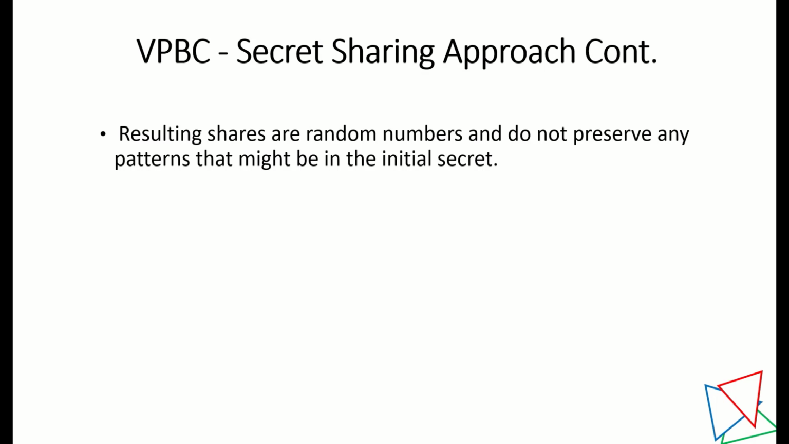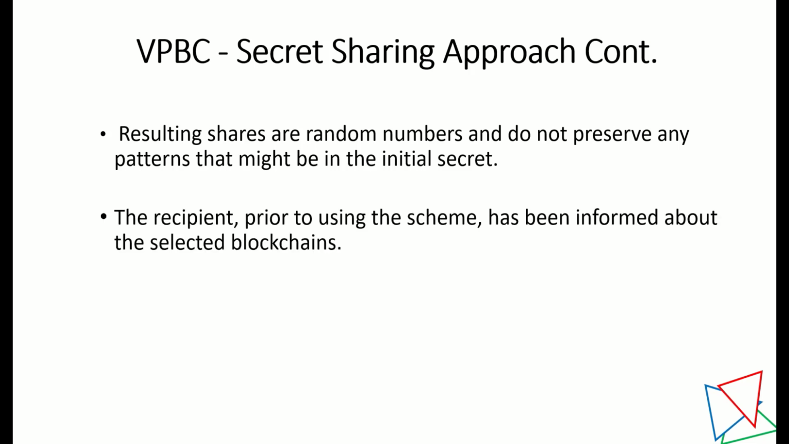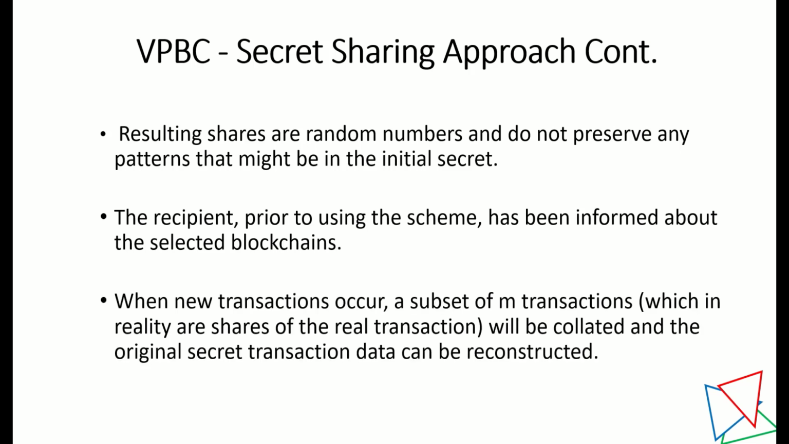Now, notice that the resulting shares are random and do not preserve any patterns that might be in the initial secret. Also, the recipient, prior to using the scheme, has been informed of the selected blockchains. Now, when new transactions occur, a subset of M transactions, which in reality are shares of the real transaction, will be collated, and the original secret transaction data can be reconstructed.